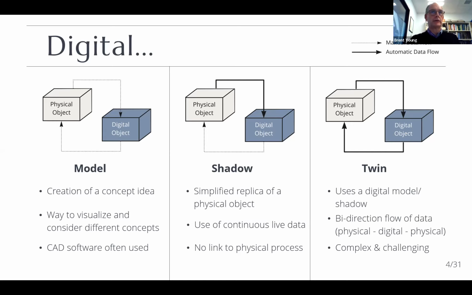Very often when people talk about digital twins, they actually mean digital models or digital shadows where there's manual data flow between the two, or only one-way automatic data flow in the case of a digital shadow. Most of what I'll be talking about today, admittedly, will be digital models.